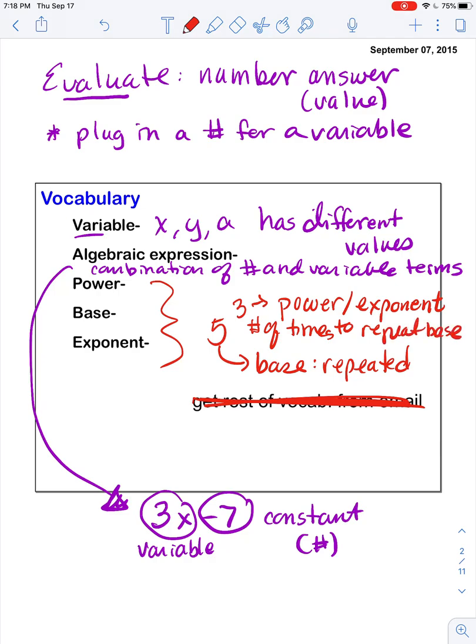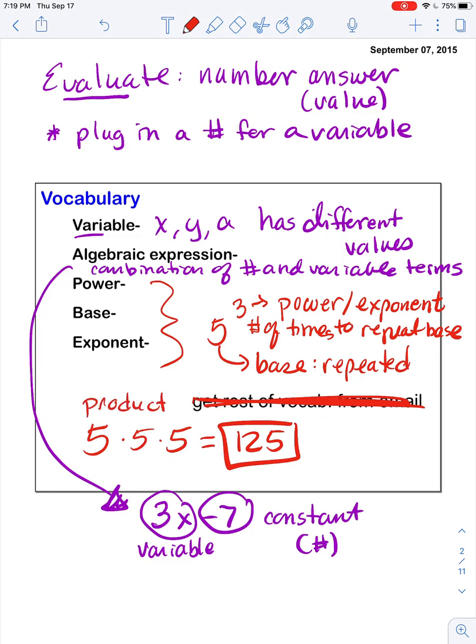So in this case, I would have the 5 as my base, and the power tells me to repeat it 3 times. So 5 times 5 times 5 would turn out to be 125 as an answer. So this is the product that represents.